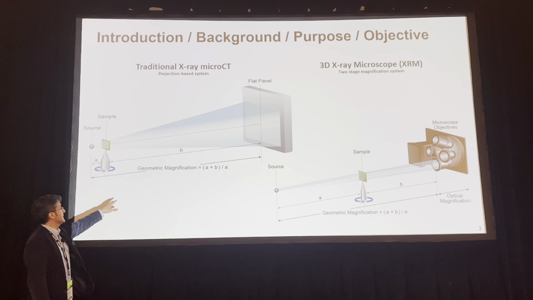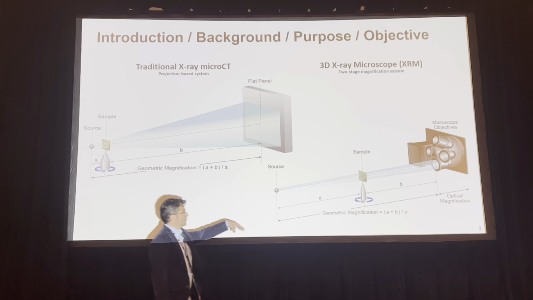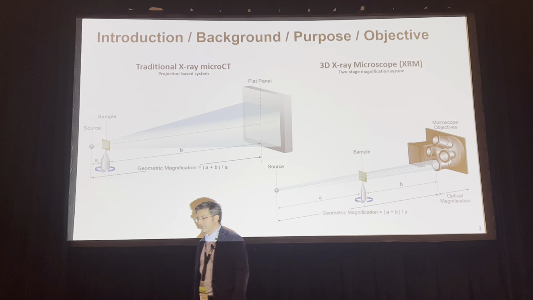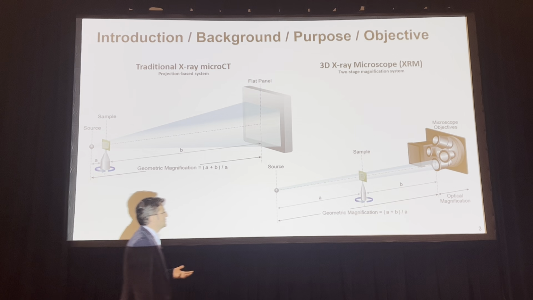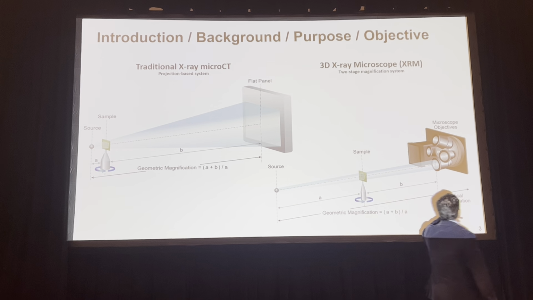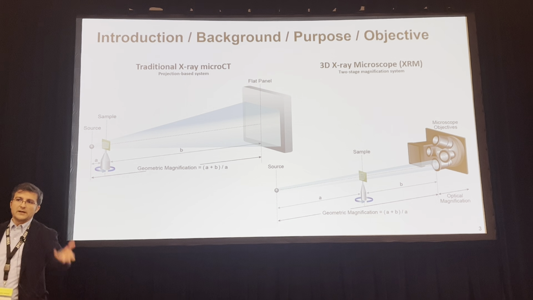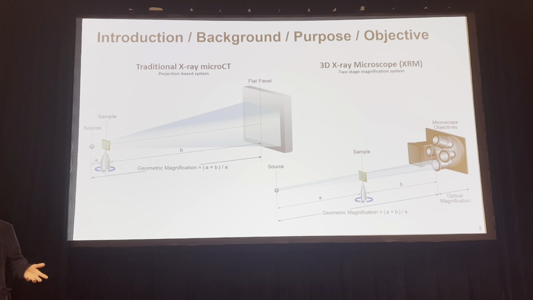The first approach leverages resolution based on geometrical magnification. This one gives you a combination of geometric magnification and optical magnification, and that's how you get a little bit of extra resolution. Plus, you have the ability to switch between different lenses to target different fields of view with different resolution, and that's why we call it an X-ray microscope. It has a set of lenses that you can switch, as you do in a light microscope.